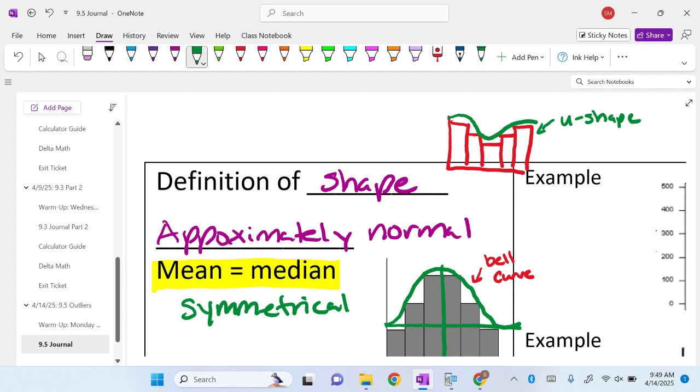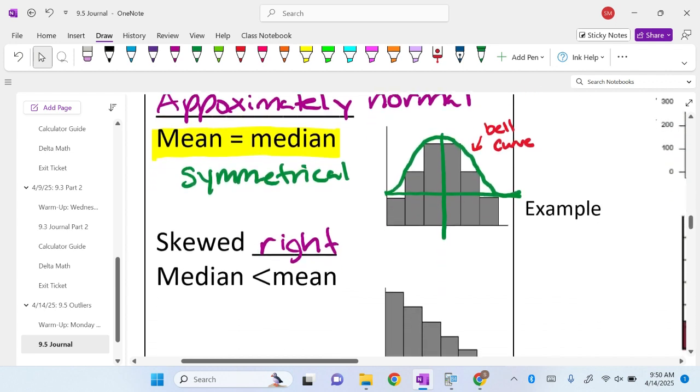But for both of these, what they have in common is that the mean, or the average, is equal to the median, or the middle. Now, if you're looking at the dot plot, same thing. If you drew a curve over it, it would look symmetrical. Same thing with a box plot: the box would be fairly centered. All right.